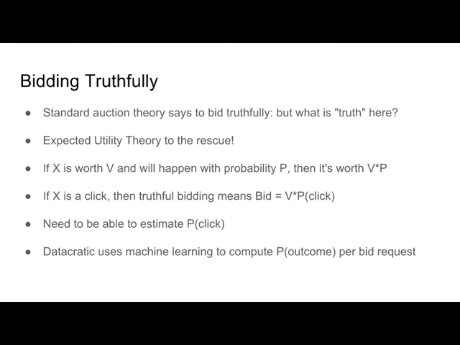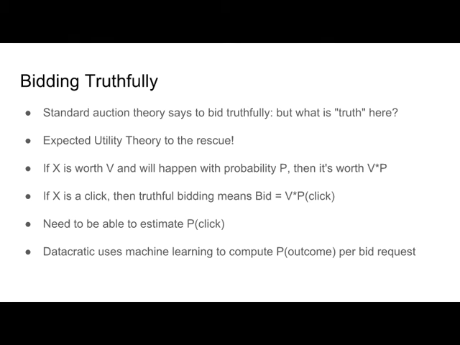In the context of an online impression, you don't really know how much it's worth, right? Because I'm going to show an ad, it might not get seen, it might not get enjoyed, it might not get clicked on. But we can use basic expected utility theory to get us out of this part of the problem. Expected utility theory says if X is worth some value V, and it's likely to happen with probability P, then its actual worth is V times P. So if I have a dice and I say I'm going to give you a dollar if the dice is 6 when I roll it, the value to you of playing this game is 1/6.